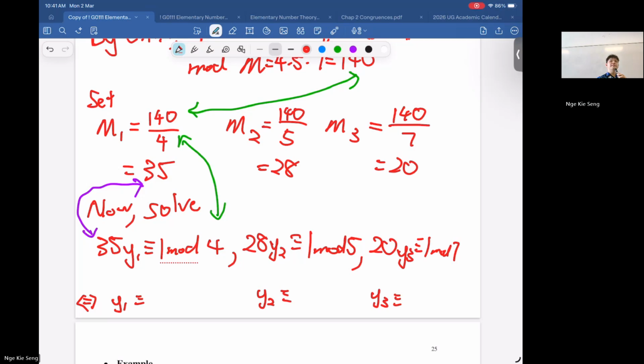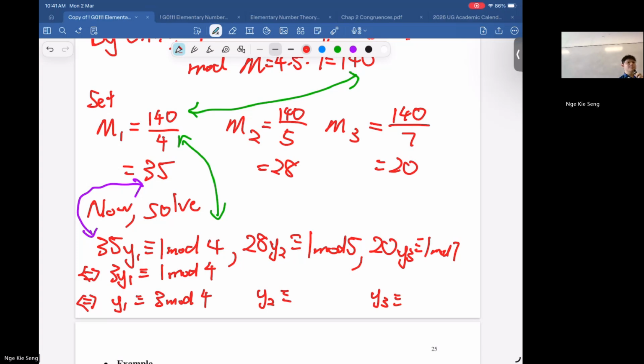Anyone found it? Y1 is what? 9? You sure? 3 or 9? 3? I also got 3. Because 35 is still relatively big, right? So you can reduce it. You can reduce to 3 times y1 congruent to 1 mod 4.